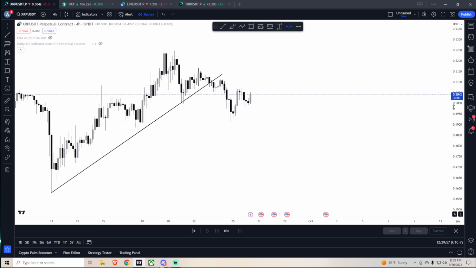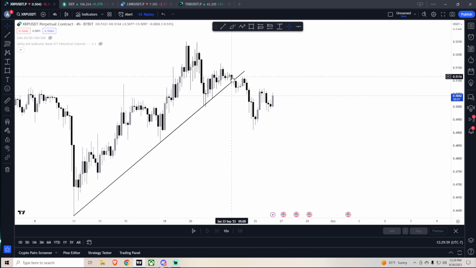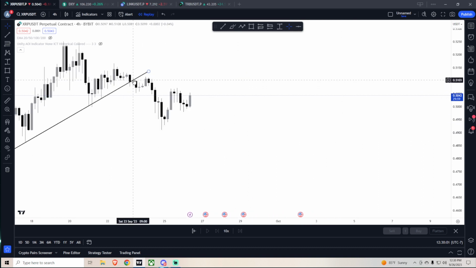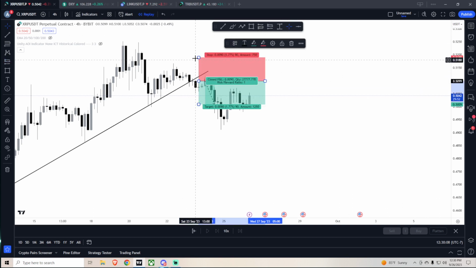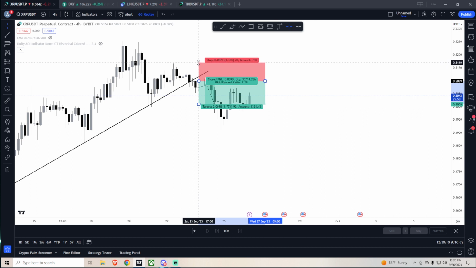Now, there's the breakdown. We closed below. There's the retest point. So we actually closed below the trend line. That would have triggered my market short. Stop loss above the wick.